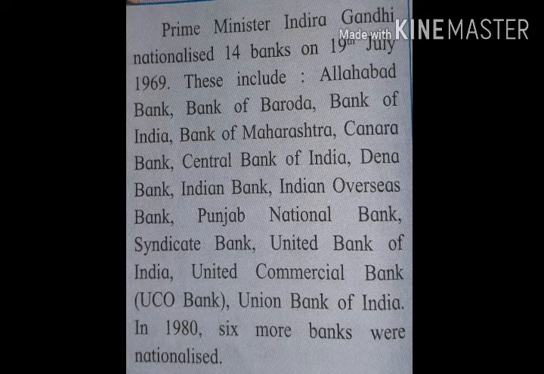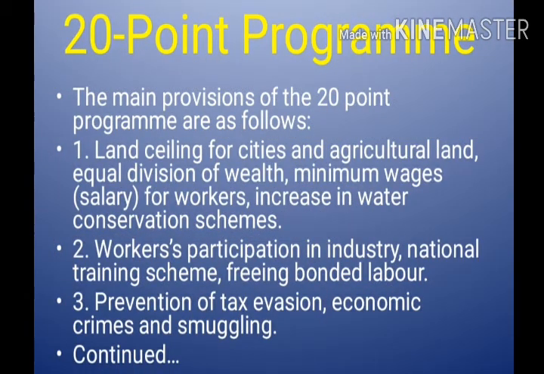These include Allahabad Bank, Bank of Baroda, Bank of India, Bank of Maharashtra, Canara Bank, Central Bank of India, Dena Bank, Indian Bank, Indian Overseas Bank, Punjab National Bank, Syndicate Bank, United Bank of India, United Commercial Bank, UCO Bank, Union Bank of India. In 1980, 6 more banks were nationalized. Prime Minister Indira Gandhi announced the 20-point program on 1st July 1975.